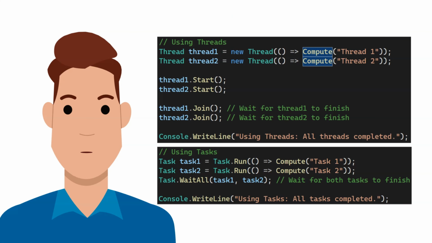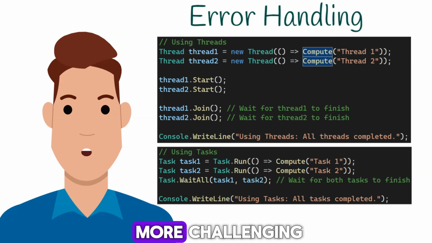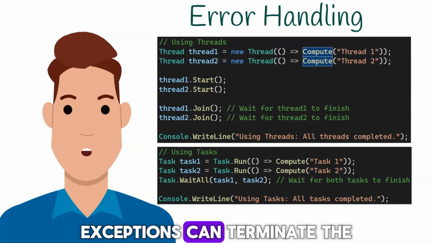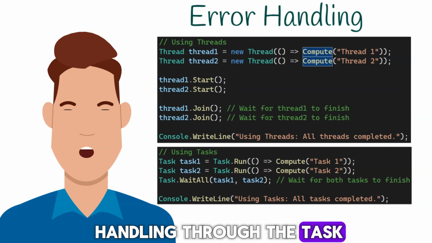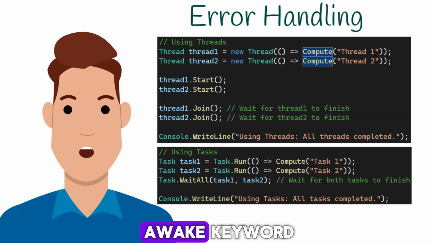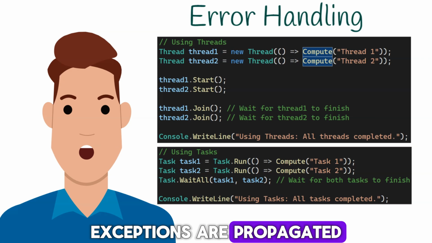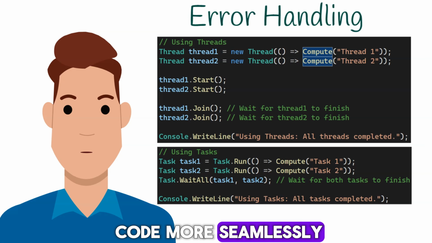Error handling. Exception handling in threads can be more challenging, as unhandled exceptions can terminate the entire process. Tasks provide better error handling through the task exception property and the await keyword. Exceptions are propagated back to the calling code more seamlessly.